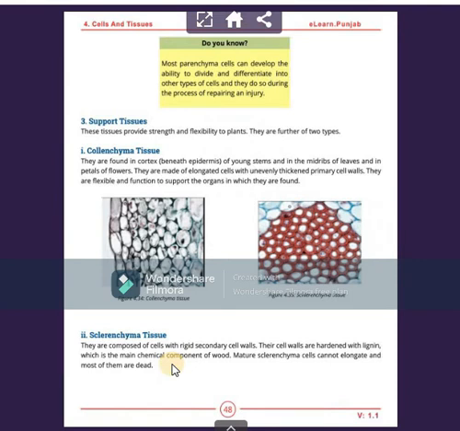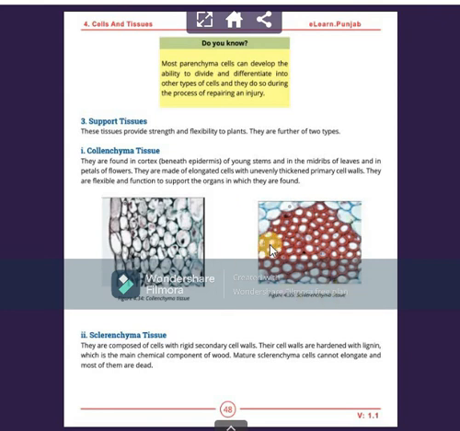The next is the support tissue. Support tissue is further of two types: the collenchyma tissues and the sclerenchyma tissues. Collenchyma tissues are found in the cortex, meaning the underside of the epidermis of young stems, and the midribs of the leaves and in the petals of flowers. They are made of elongated cells with unevenly thickened primary cell walls. They are flexible and function to support the organs in which they are found.